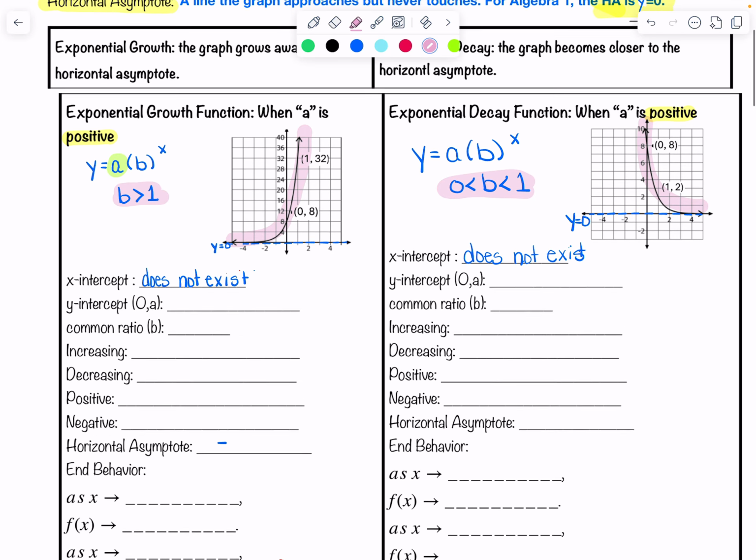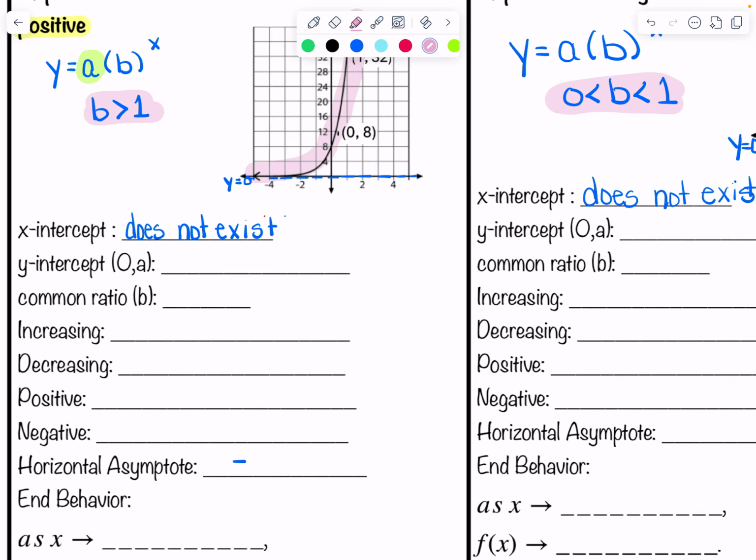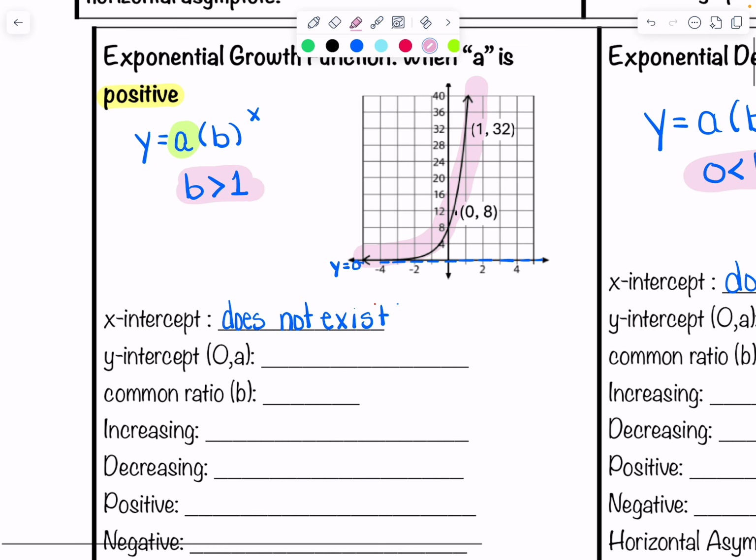All right, so let's go into each of these 4 graphs a little more in detail. On this one here, if I'm looking at this graph and I'm asking where is the y-intercept? The y-intercept is where it crosses the y-axis. It does cross over the y-axis at (0, 8). So (0, 8). That's also our A value here. Our A value is going to be 8.